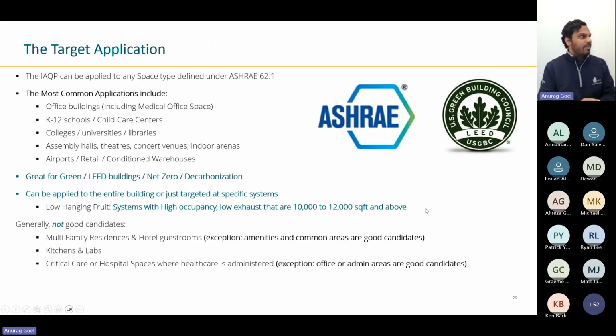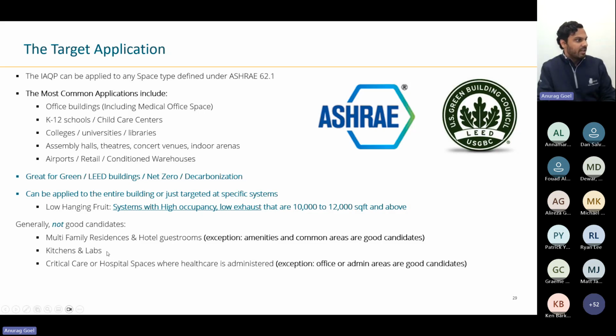Target applications for the IAQP, it's really all commercial spaces under 62.1, except for spaces with a lot of exhaust. So the high exhaust would be relative to how much ventilation air you would typically need to bring in for the VRP. So examples of high exhaust buildings could be hotel guest rooms or multifamily residences where you have 50 CFM per toilet fixture, and you have a lot of exhaust from the toilets relative to the VRP or the prescriptive outdoor air requirement. So in those building types, you can look at the IAQP in certain systems that perhaps serve amenity spaces or common areas.